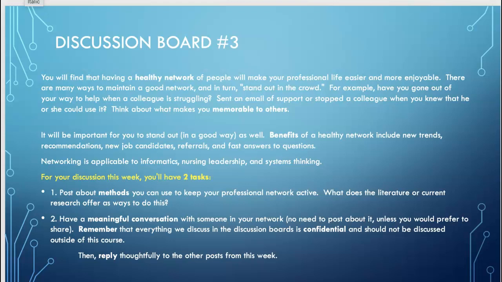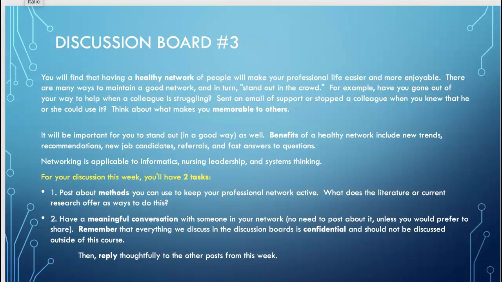For example, have you gone out of your way to help when a colleague is struggling? Have you sent an email of support or stopped a colleague you saw when you knew that he or she could use that support from you because of something that happened? This is what makes you memorable to other people. And it's important for you to stand out in a good way as a leader as well, because you build those connections with other people, and then it helps you get things accomplished, and you're able to continue to build those connections between departments that are really interrelated within the hospital.